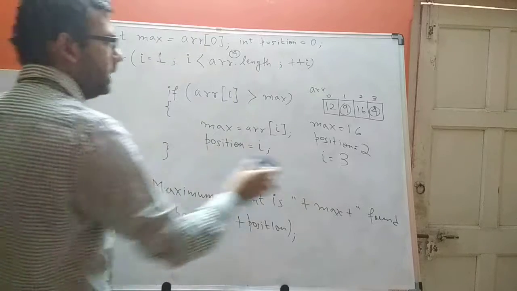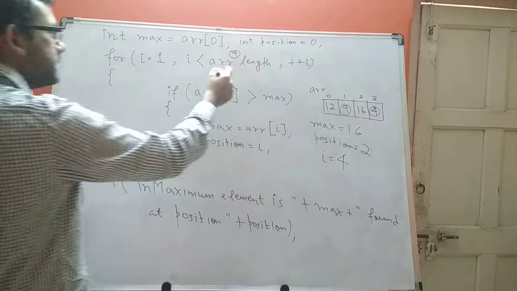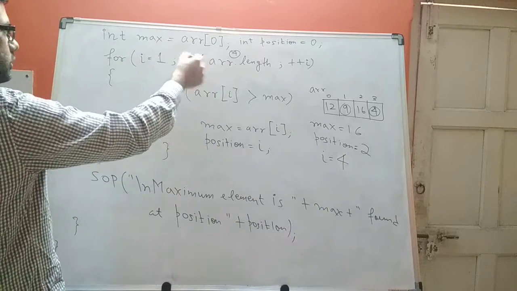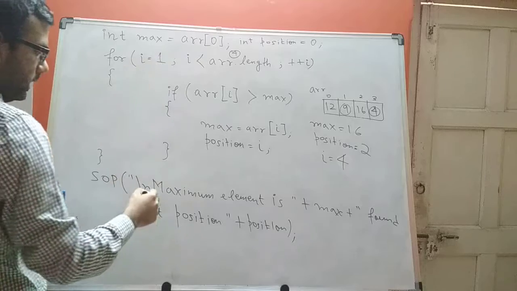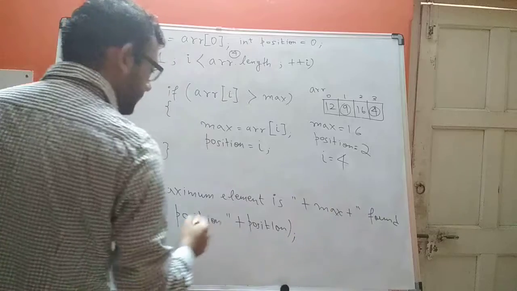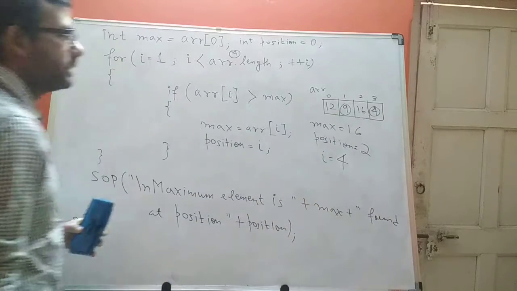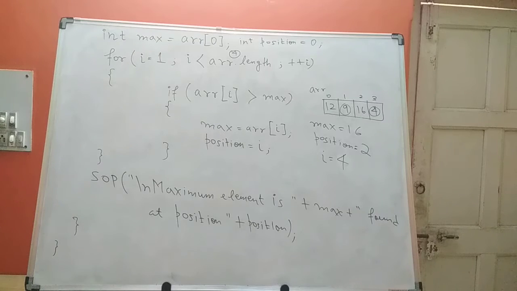Again you go back up. I becomes 4. Is 4 less than 4? No. Condition is not satisfied. So your loop terminates. You come out and you print: maximum element is 16 found at position 2, which is indeed correct. If you look at this array, the highest element is 16. Okay, so this is how you would find the maximum element in an array.